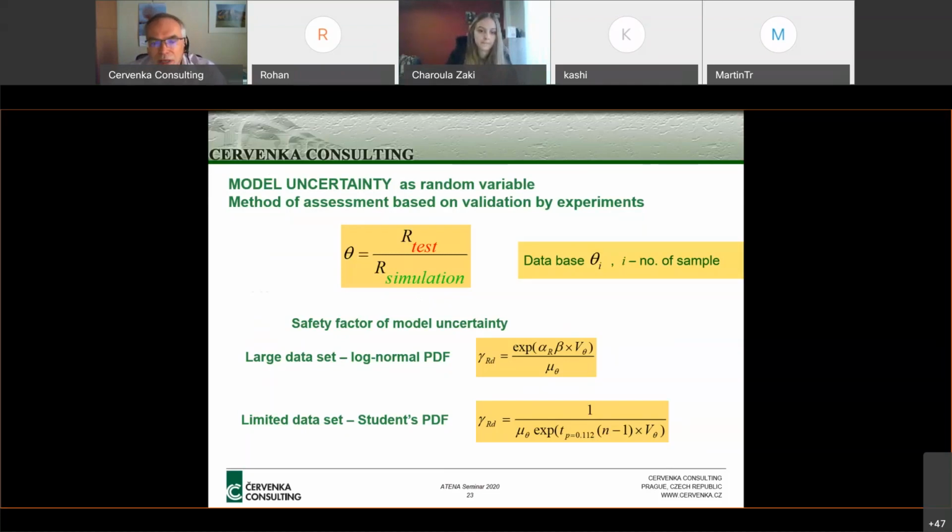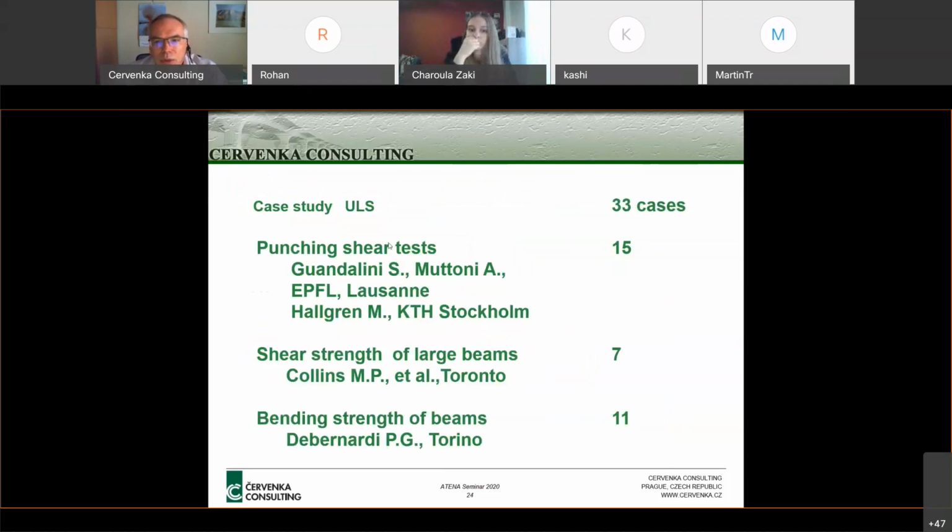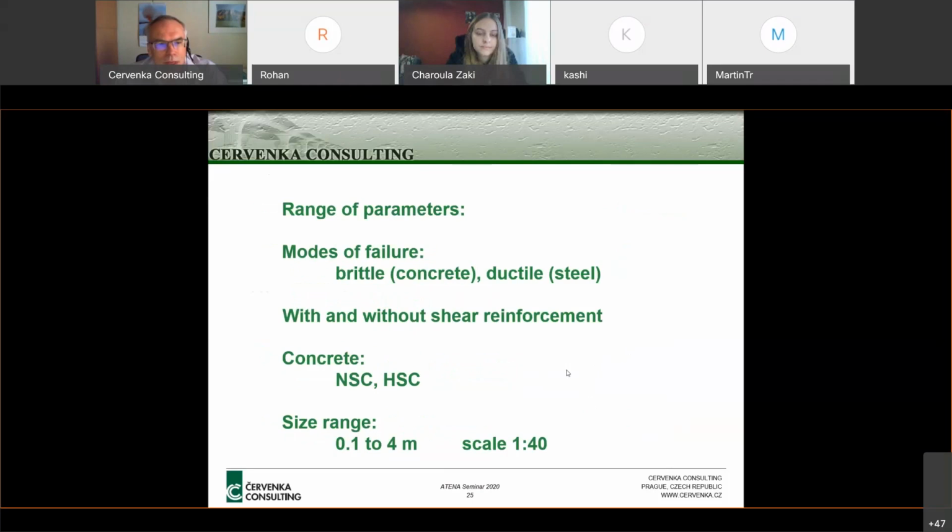We did that for ATENA, and we used this case study of 33 cases with punching, shear tests, shear strength on beams, and also some beams in bending. So quite a lot of examples covering the brittle failure modes in concrete, ductile in steel, with and without shear reinforcement, normal strength and high strength concrete, and sizes from small 0.1 to 4 meters.